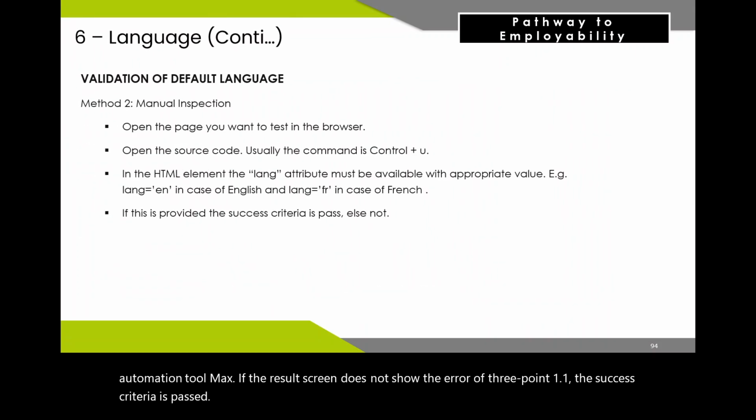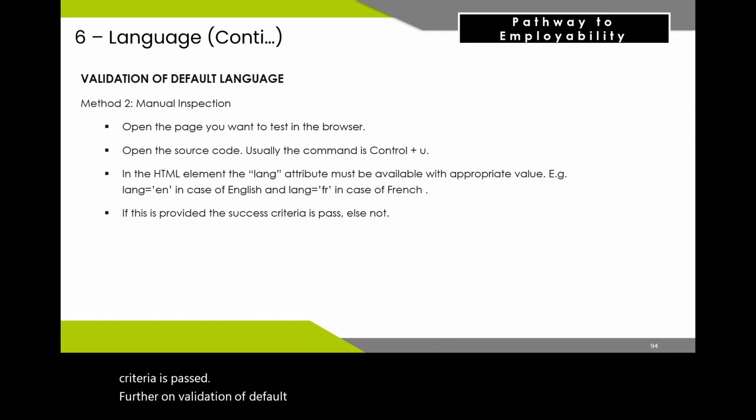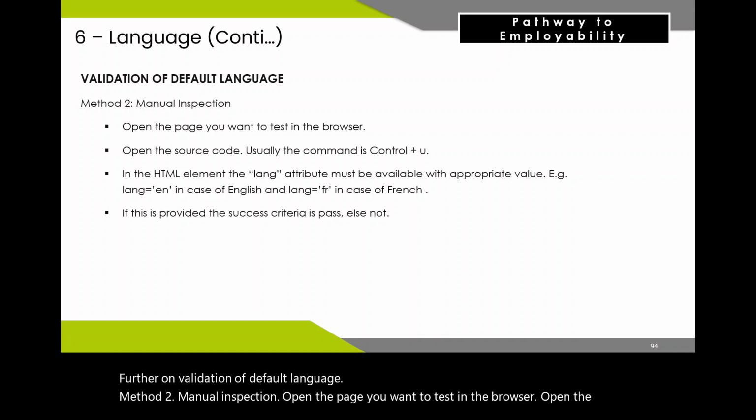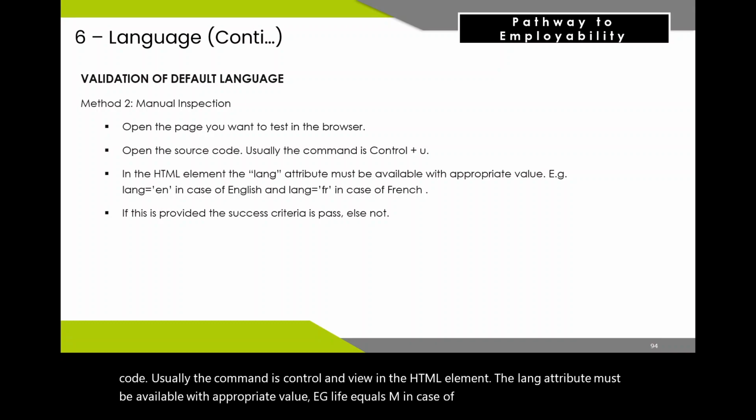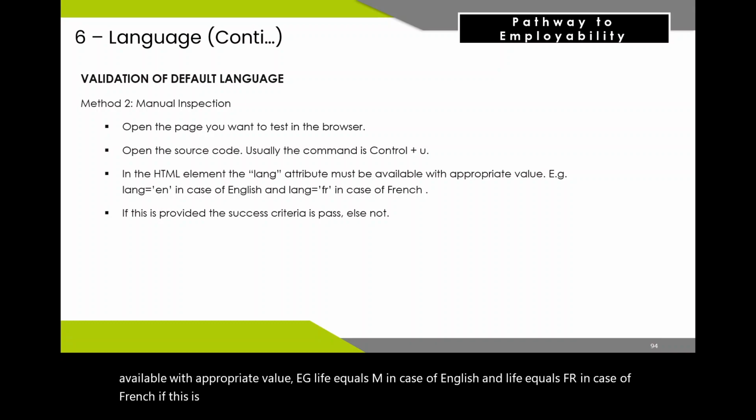Further on validation of default language. Method 2: Manual inspection. Open the page you want to test in the browser. Open the source code. Usually the command is Ctrl+U. In the HTML element, the lang attribute must be available with appropriate value, e.g. lang equals en in case of English and lang equals fr in case of French. If this is provided, the success criteria is pass, else not.